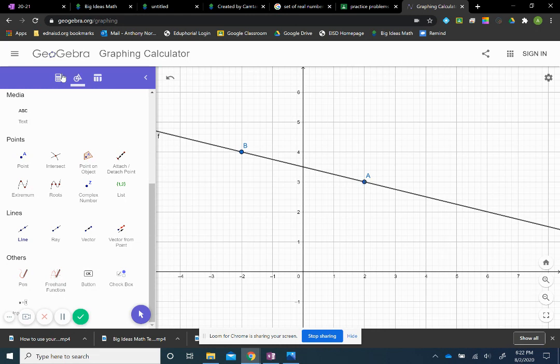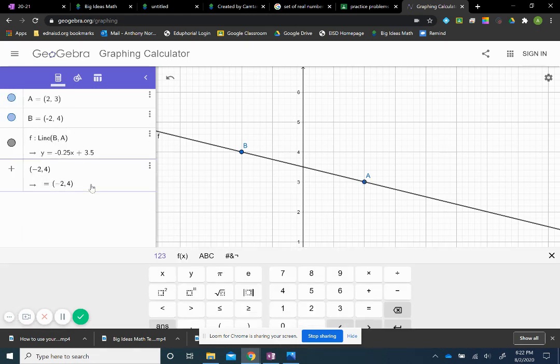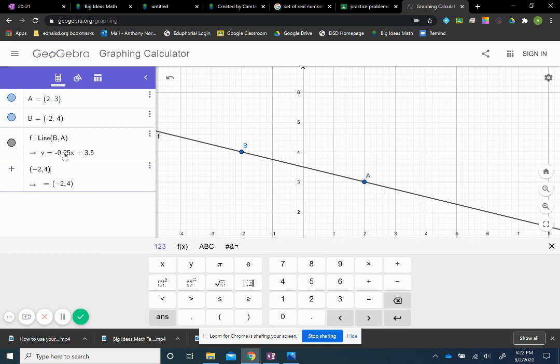So our slope is negative, because we're going down, 0.25, which is the same thing as y equals -1 divided by 4 plus 3.5.